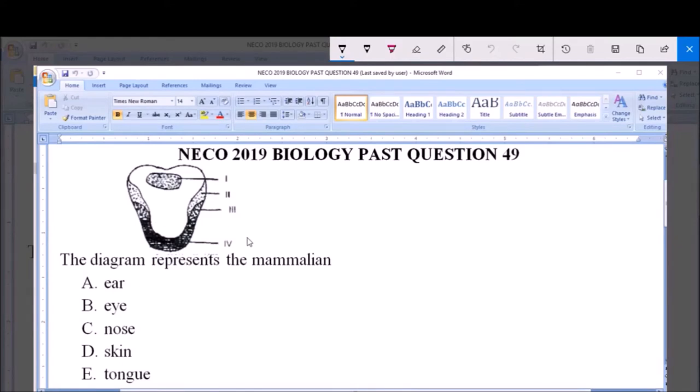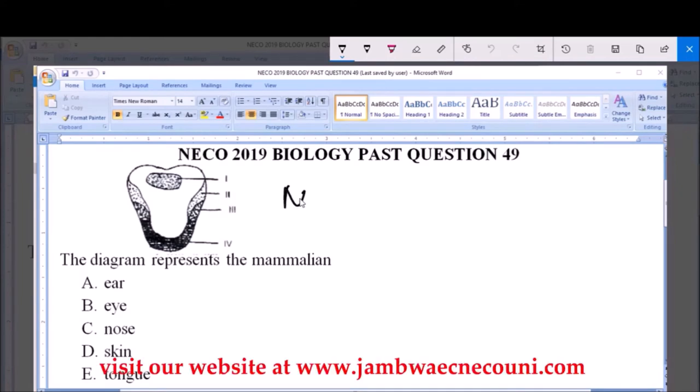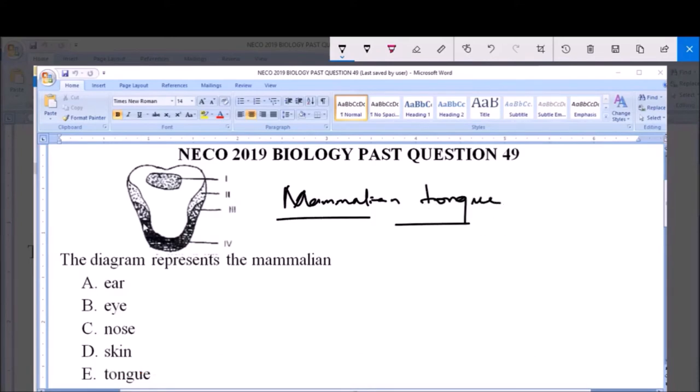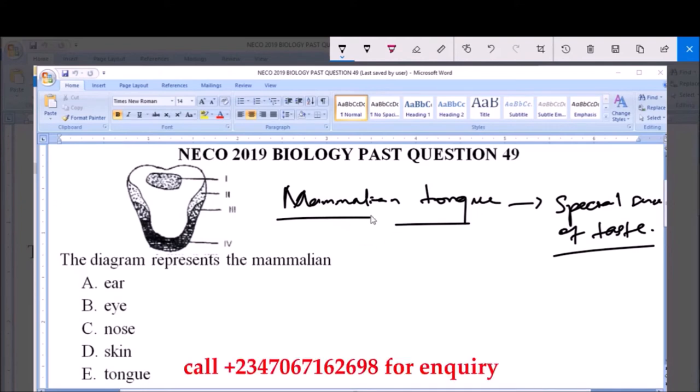Now, looking at this diagram, you see that this diagram represents the mammalian tongue. And like we know, the mammalian tongue is responsible for the special sense of taste. That is, the mammalian tongue is that organ in the body that enables us to taste. So this diagram represents the mammalian tongue, and that is option E.